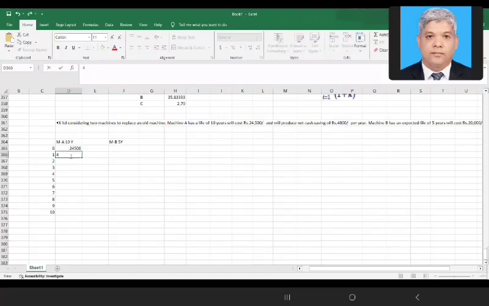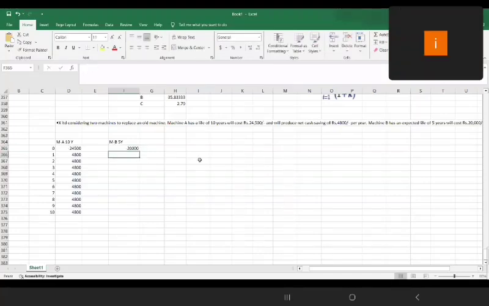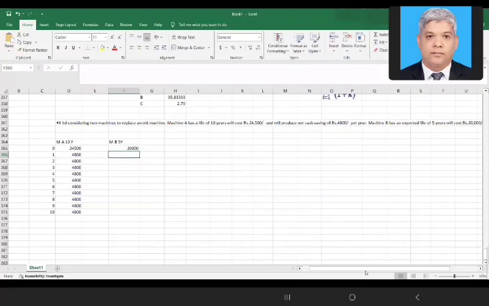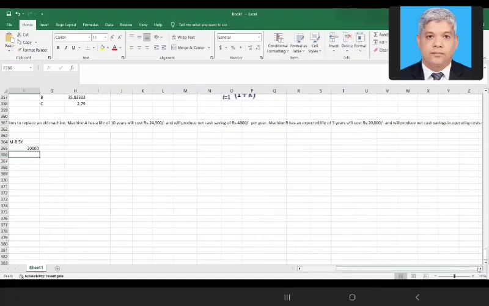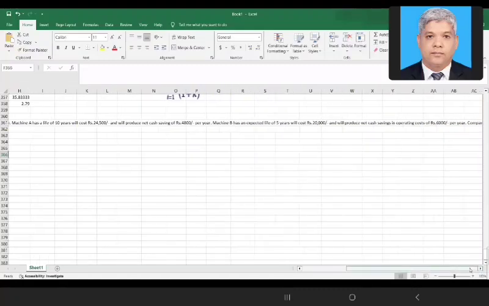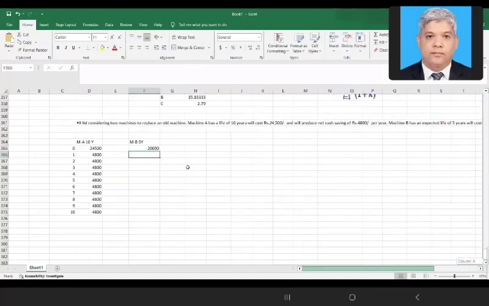In the case of project A, the cash saving is 4,800. In the case of project B, if you replace it, it will cost 20,000, and the cash saving from operating will be 6,000 rupees.